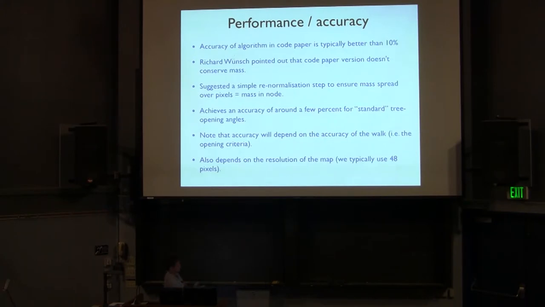But he pointed out that the way we were doing the summing wasn't really guaranteed to conserve mass. We were assuming that all those little contributions to all the pixels would add up to the total amount of mass that we had in that tree node. That wasn't numerically guaranteed by our sum. So we do an extra step afterwards to normalize, and then we find the errors get down to around a few percent, which is actually much better.